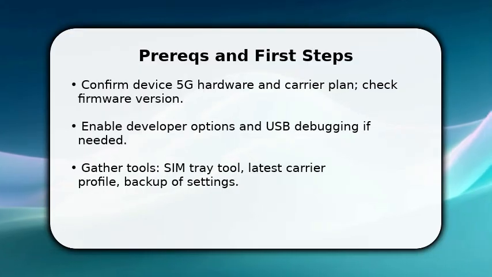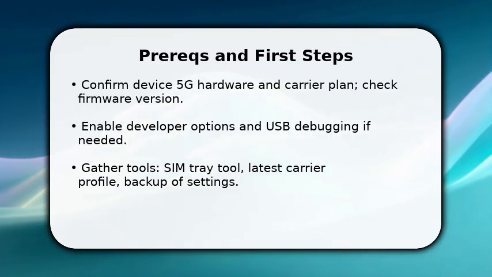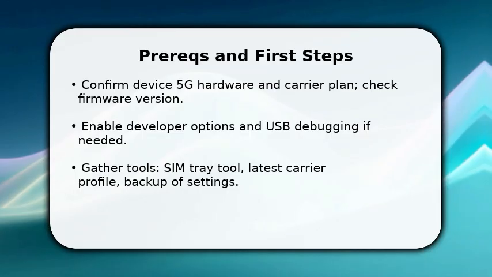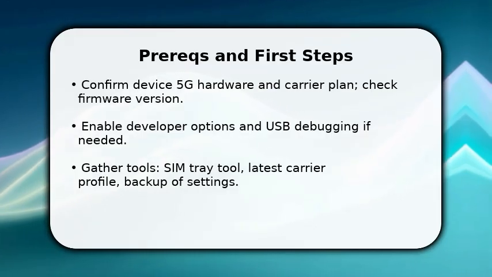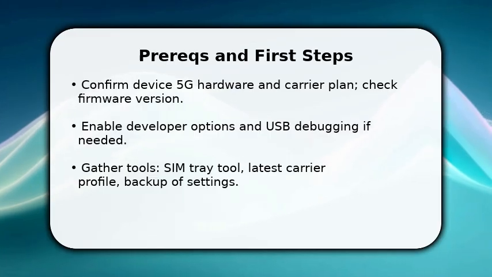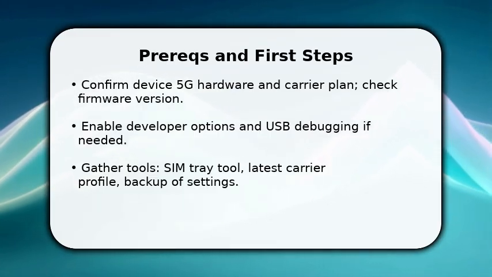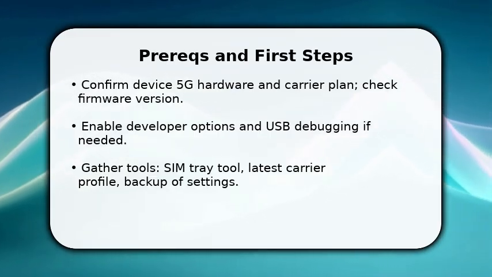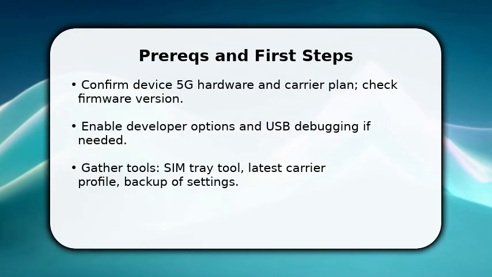You start by verifying that your phone and plan actually support 5G. This avoids wasted effort. Once confirmed, enable developer options and USB debugging so you can change network settings safely. Make a full settings backup and note the current APN and band preferences. This lets you revert if something fails.